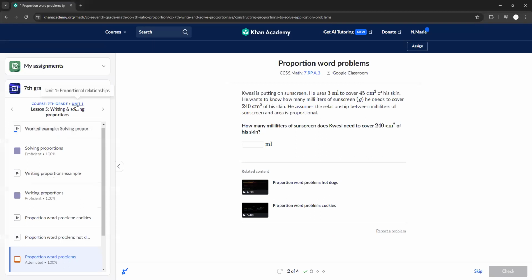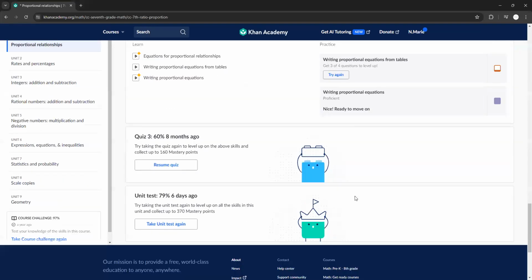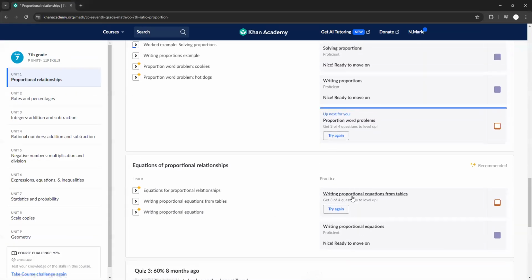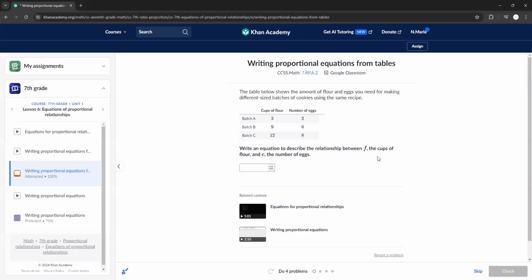Only way you're going to get good with word problems is by practicing them. So make sure you work on your reading comprehension for those. All right, so now we're writing an equation to describe the relationship between F and E. So F is the cups of flour and E is the number of eggs.